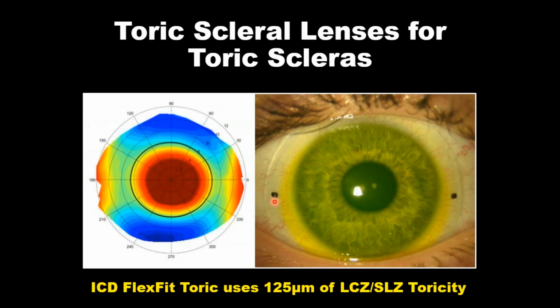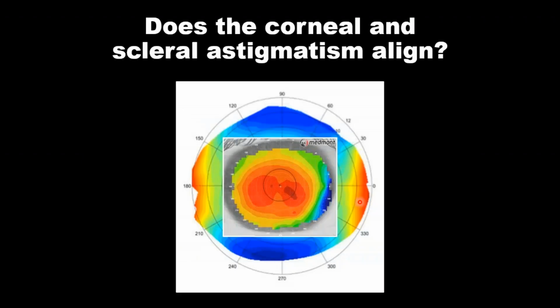You can tell the toric because it has the dual depth scribes indicating the flat meridian of the back surface. So the opposing 90 degrees would be your deepest depth where your toricity or your dual depth, extra sagittal depth is created. Now, is the corneal astigmatism predictive of the scleral astigmatism? So if you have an against the rule corneal shape, are you likely to see the lens landing against the rule as well with the scribe markers at 12 and 6 o'clock?